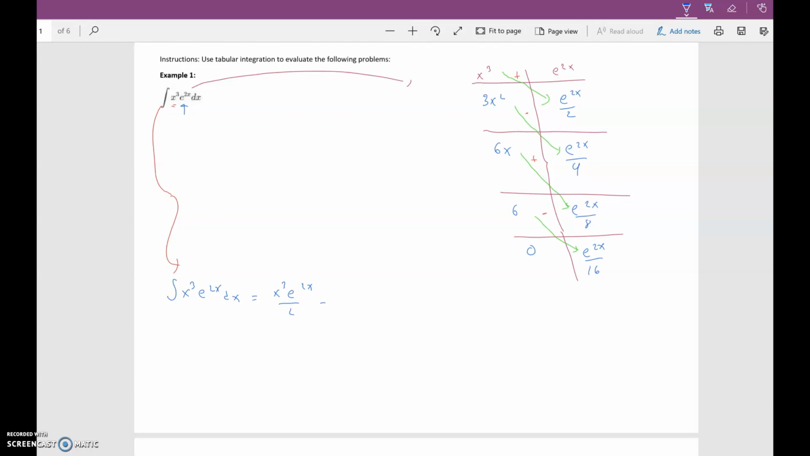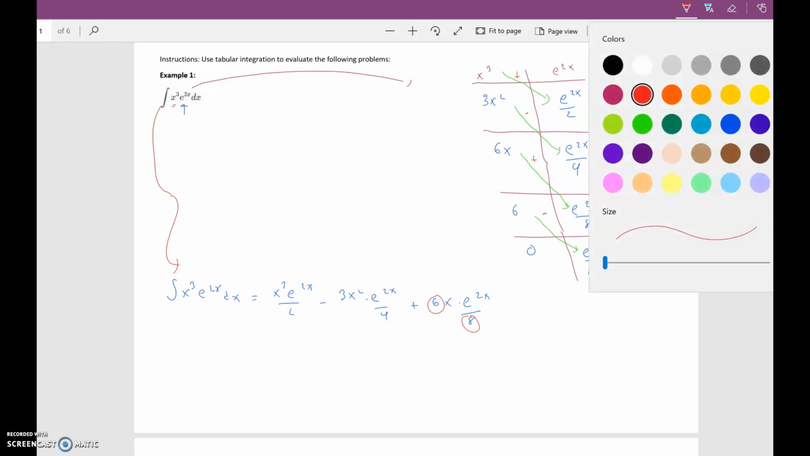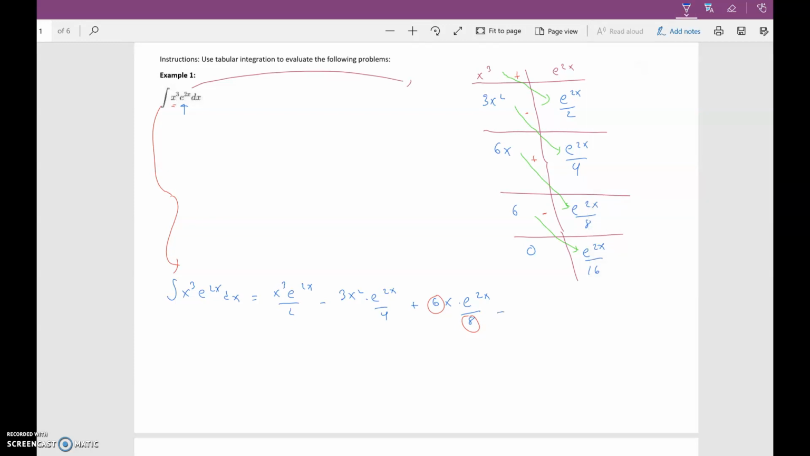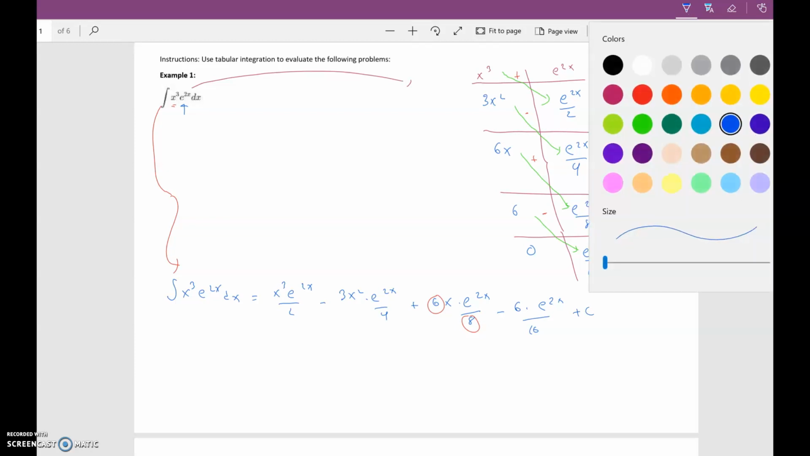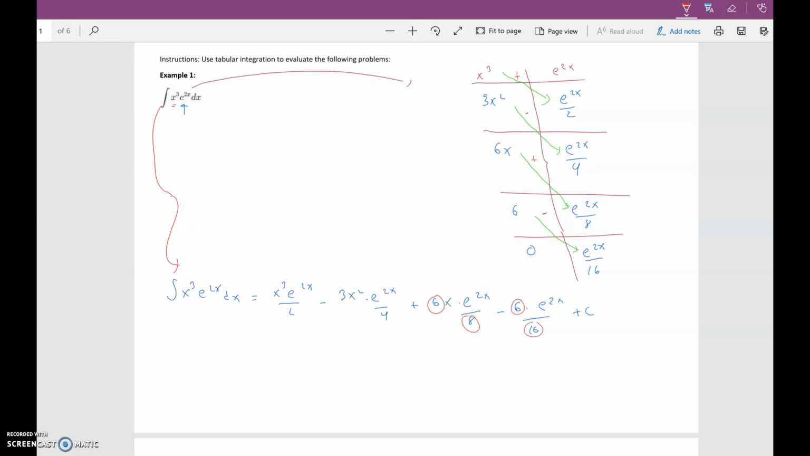Then you're going to have a minus 3x squared times e to the 2x divided by 4, then plus a 6x times an e to the 2x divided by 8. These are going to reduce in the next term. I'm just going to circle them there. And then you're going to have a minus 6 times e to the 2x divided by 16 plus your constant of integration. And let me circle these because they're technically going to reduce.